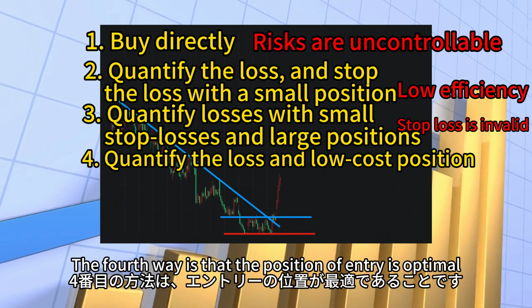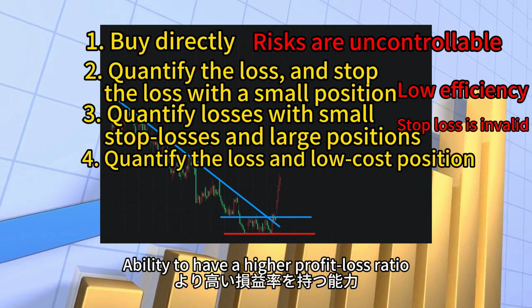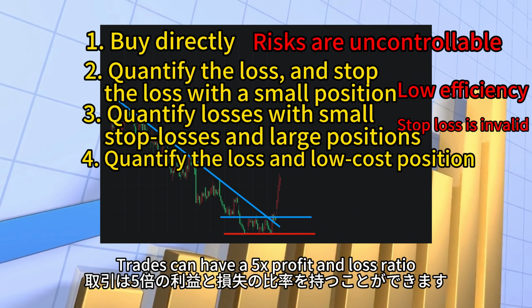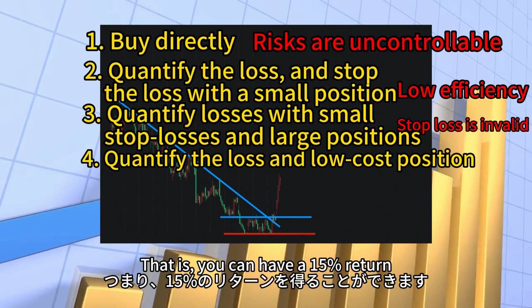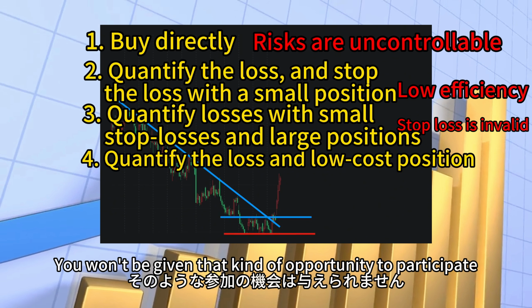The fourth way is that the position of entry is optimal. The stop loss is effective and the amplitude will be smaller, with the ability to have a higher profit-loss ratio. Suppose it is also 3% of the account to manage this amount. Trades can have a 5x profit and loss ratio, that is, you can have a 15% return. The disadvantage is that a lot of times you won't be given that kind of opportunity to participate.